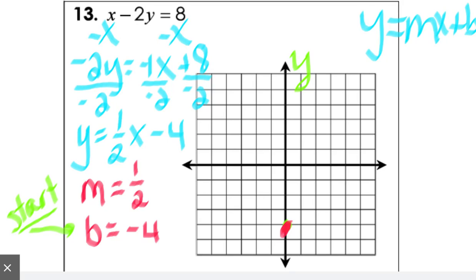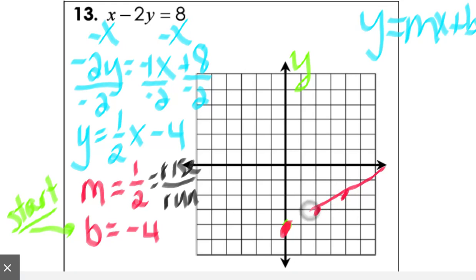Now to find the next point, we're going to use our slope. Now remember, our slope is our rise over our run. So if we rise and run from that point, that y-intercept, we're going to find another point. So watch. I'm going to rise 1 and run 2. Rise 1, run 2. See how I'm doing that? So then my next point will be here. I can actually find another point if I rise 1 and run 2. So my next point will be here.